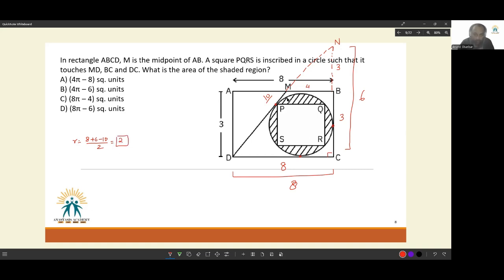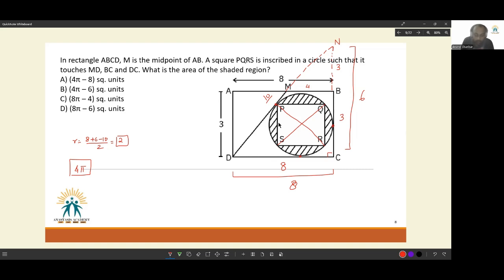So area of the circle. Now, in order to find out the area of the shaded region, I need the area of the circle, which will be 4 pi. Area of the circle is 4 pi. And from this, I have to remove the area of the square. Now, area of the square, radius is 2, so diameter will be 4.